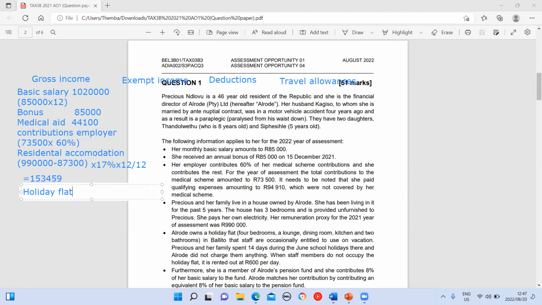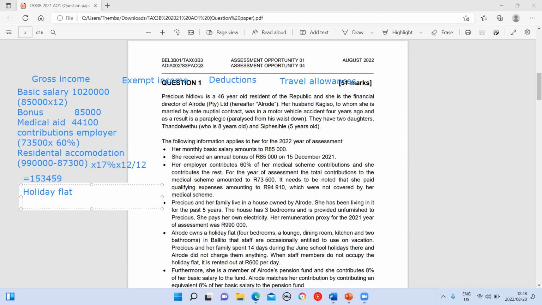Your holiday flat, yeah? With this holiday flat, remember, I said there are 2 conditions. They depend on whether the employer owns the building, or whether the employer rents out the building. So let's just check here.